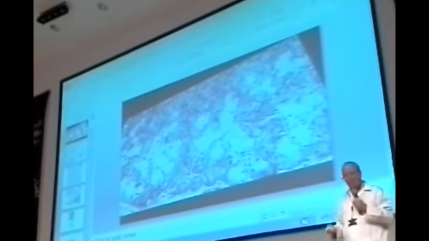What is the name of this section? Submandibular gland. Why? It's a mixed gland. It contains serous acini, mucous acini, and mixed acini. Okay?